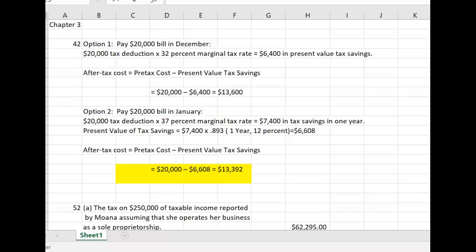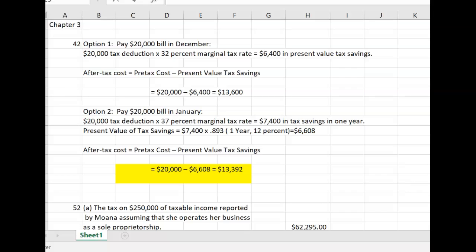So look at number 42 in chapter 3. Reese is a calendar year taxpayer, uses the cash method of accounting for her sole proprietorship. In late December, she received a $20,000 bill from her accountant for consulting services related to her small business. Reese can pay the $20,000 bill anytime in December, but before January 30th without receiving a penalty.